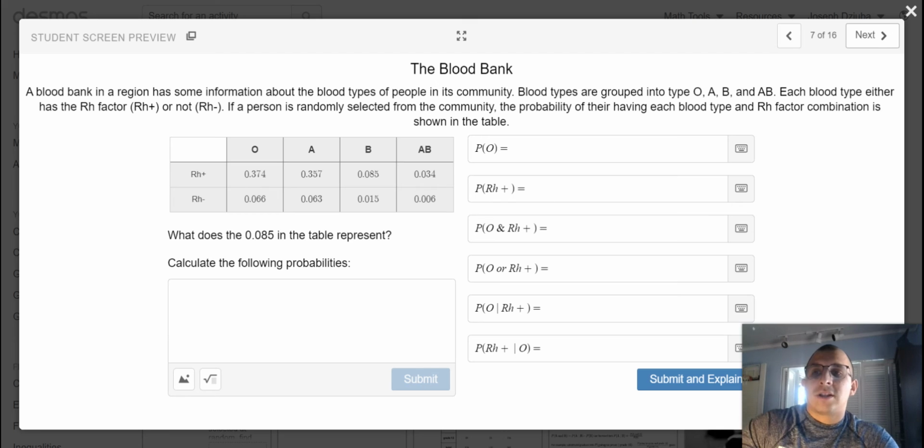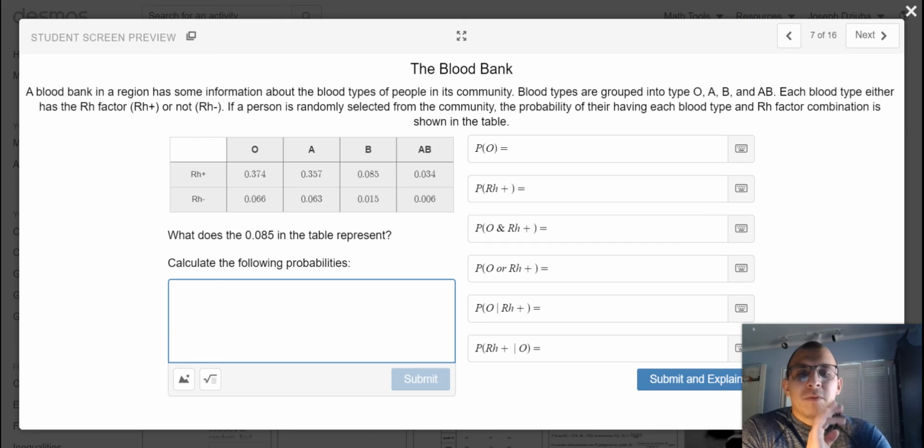To wrap up our activity, we'll be looking at a blood bank. Blood types are grouped into type O, A, B, and AB. Each blood type either has the Rh factor or not. If a person is randomly selected from the community, the probability of their having each blood type and Rh factor combination is shown in the table. What does the 0.085 in the table represent?